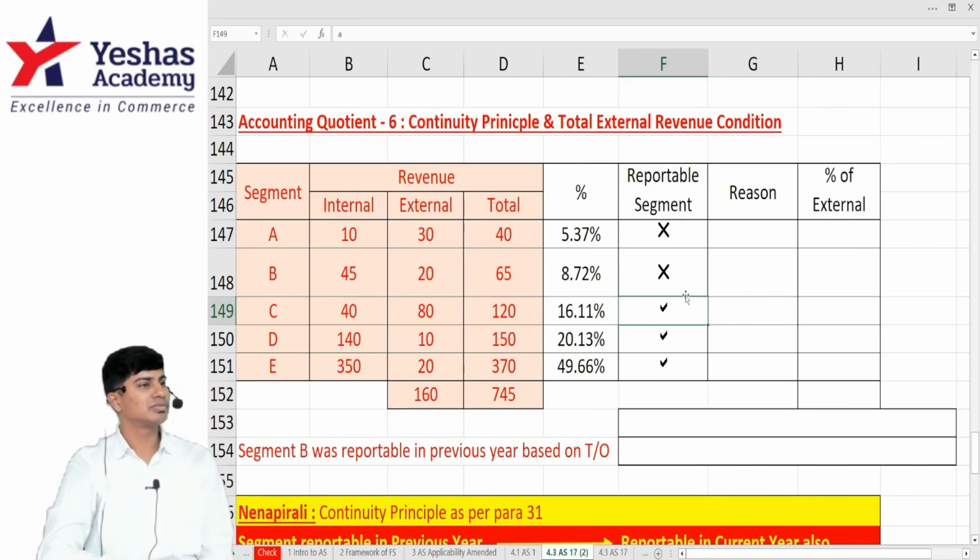What about segment expenses? Same, normal operating regular revenue operating expenses should be considered. We should not consider extraordinary expense, interest expense, loss on sale of investments, income tax. All of that will not be considered.